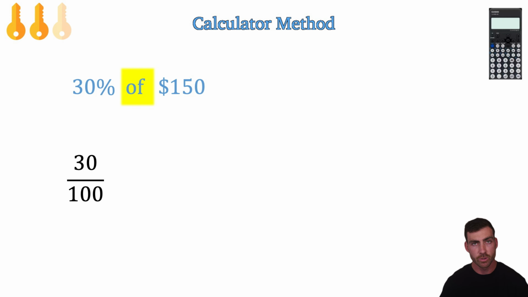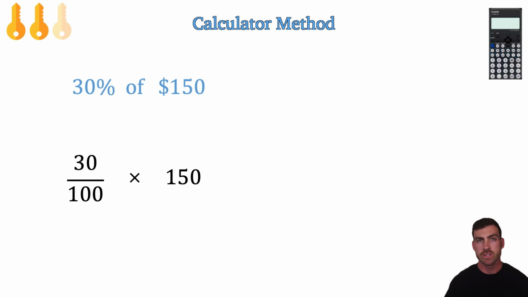Now there's another hidden clue inside this question. In mathematics, the word "of" means multiplication. So when we translate the question into maths, it becomes 30 over 100 multiplied by 150. Now we have something we can actually calculate. When we enter this into the calculator, we get $45. That means 30% of $150 is $45. Now percentages appear everywhere in our daily life. So next, we're going to learn how to calculate percentages without relying on technology.